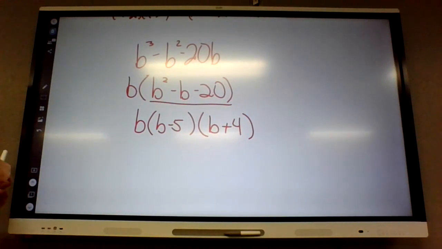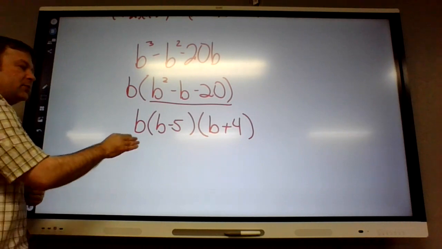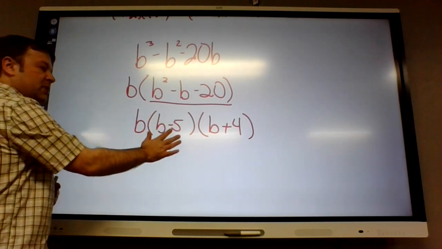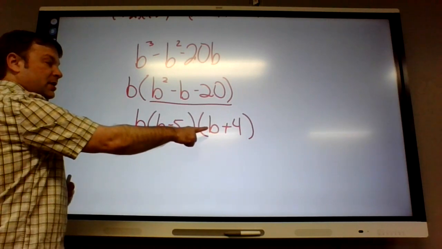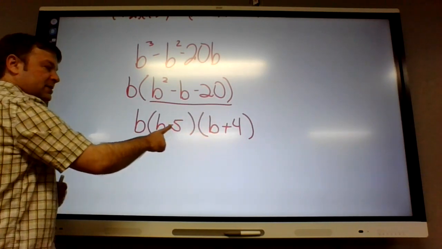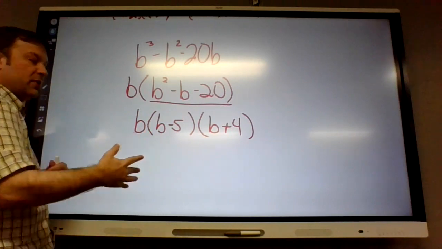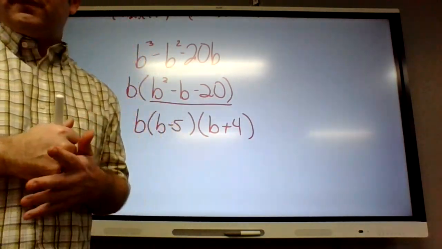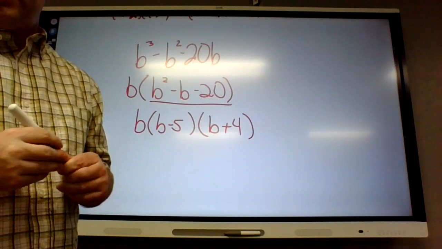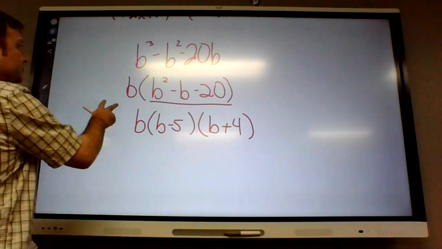Okay, so when you go to find the least common multiple, you're going to say who has the most b's, who has the most b minus 5s, who has the most b plus 4. So at least one of these is going to be part of your answer. At least that, at least that, at least that. It's got to be more than that though. So you still have to factor the b squared minus 25. But that's how it goes.